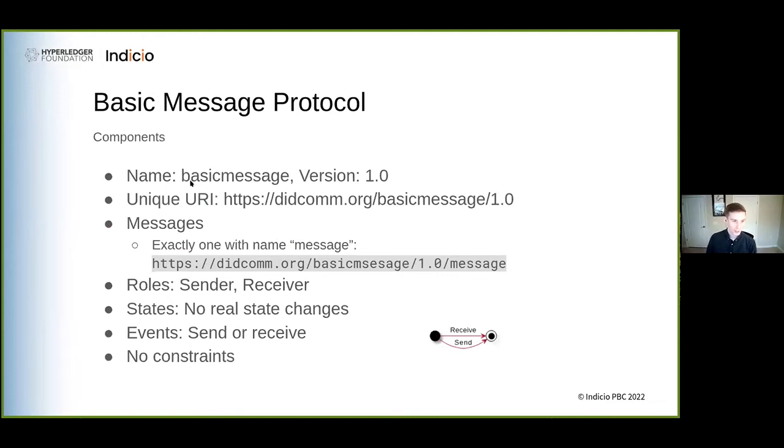Basic message is the name of the protocol. Version is 1.0. The unique URI for this protocol is https://didcomm.org/basicmessage/1.0. There is one message in this protocol, which is just "message", which is perhaps a little confusing. There is a sender and receiver role. There's no real state changes. And the events are just send or receive, with both of those resulting in a start to finish, just a very simple interaction.